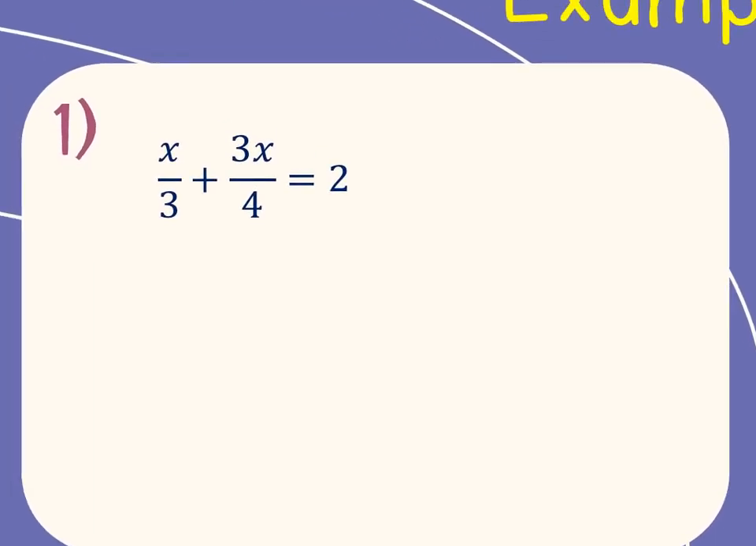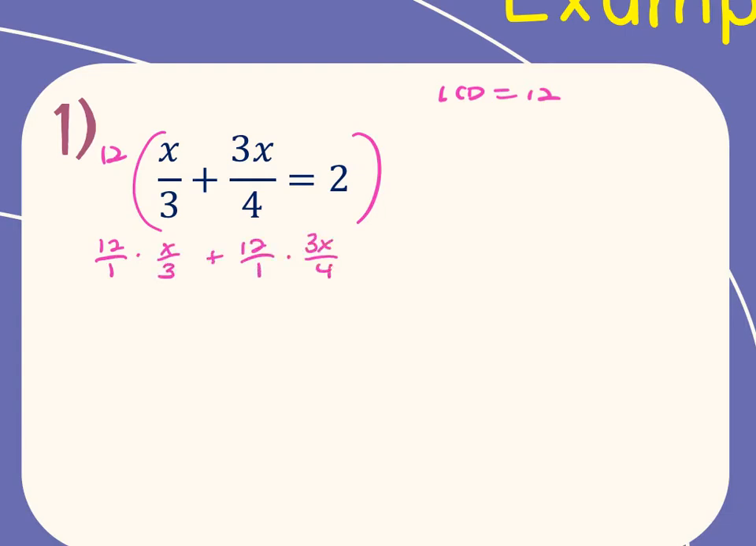Look at the denominators, which are 3 and 4. What would be the least common denominator? 12, good. So my least common denominator is 12. I'm going to multiply every term by 12. So like I did yesterday, I'll write this first step out this time, but I'm not going to write it every time because you don't need to. But I multiply 12 over 1 by every term that's there, including the 2 on the other side. So that's a big one people forget.